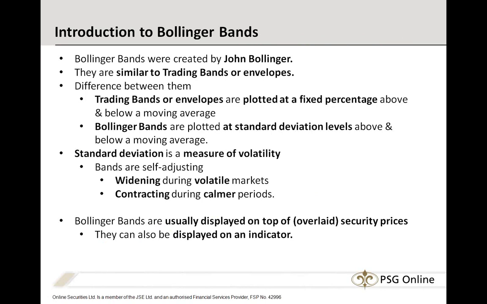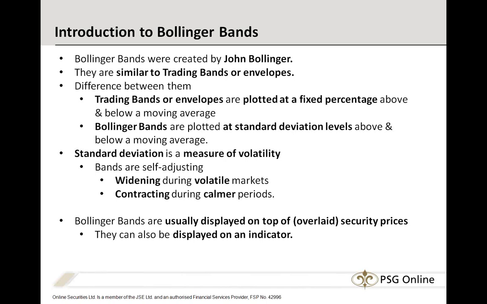Obviously, Bollinger Bands, most of these indicators come from the creator. In this situation, John Bollinger, very well-known technical analyst in the States. Bollinger Bands are very similar to what they call trading bands or envelopes. The main difference between the two of them, trading bands and envelopes are plotted at a fixed percentage above and below a moving average, whereas a Bollinger Band is plotted as a standard deviation above and below a moving average. Now, standard deviation is just a measure of volatility. So you find that these bands are self-adjusting. They widen when there's volatile markets, and they contract during calmer markets.